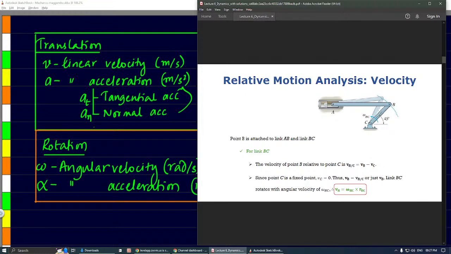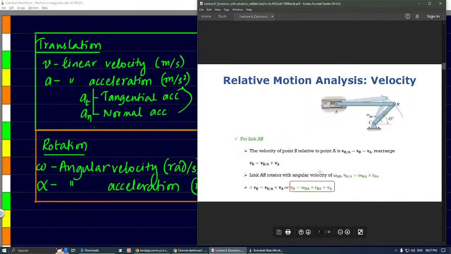VB is the absolute, actual velocity. And the link BC is rotating with an angular velocity omega BC. This value is given to us. If the angular velocity of BC is given, then we can find the linear velocity of B. That is omega BC into radial distance BC. And here we are proceeding to find the velocity of the slider.